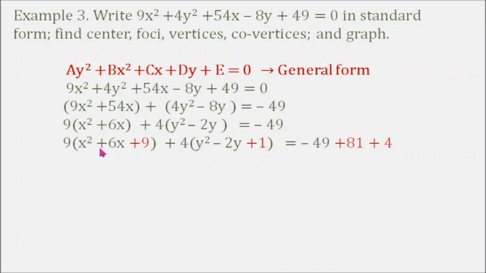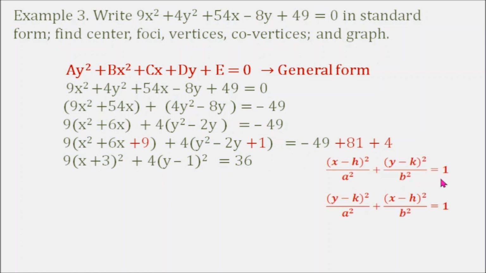Now since x squared plus 6x plus 9 is a perfect square trinomial, it can be written as the quantity x plus 3 squared, and our 9 is still here. And also y squared minus 2y plus 1 is a perfect square trinomial. It can be written as the quantity y minus 1 squared, and then our 4 is still here. Then negative 49 plus 81 plus 4 equals 36. The right side should always be equal to 1. So to make this right side become 1, we are going to divide our equation by 36.